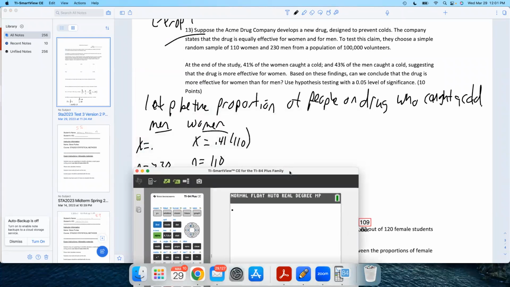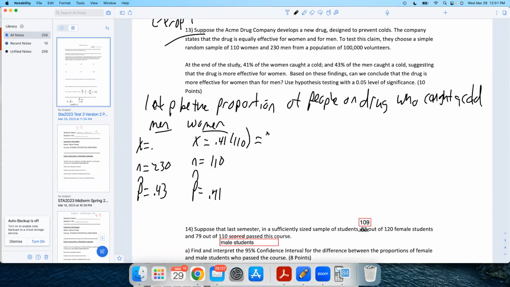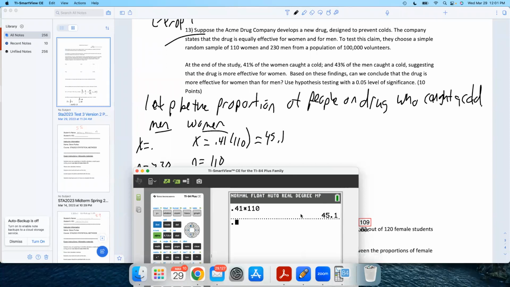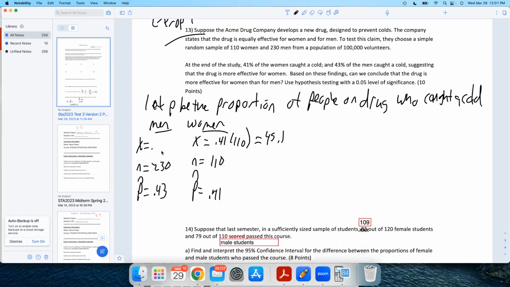All right, so what we got? 0.41 times 110, 45.1. Now, some of the astute students may realize that something bad's going to happen, but let's just write that down here. And then similarly here, 0.43, it was 43, yeah, times 230, 98.9. And again, something bad's going to happen here in a minute. We'll deal with that when it happens.